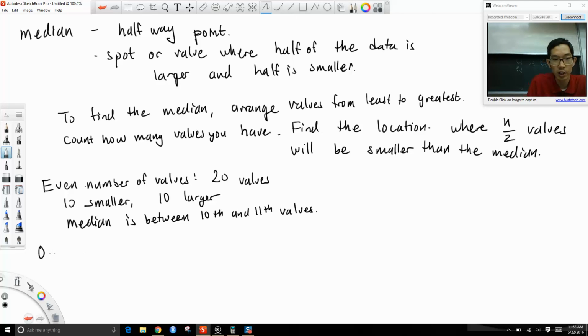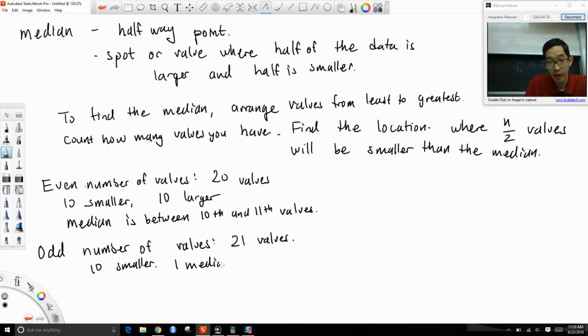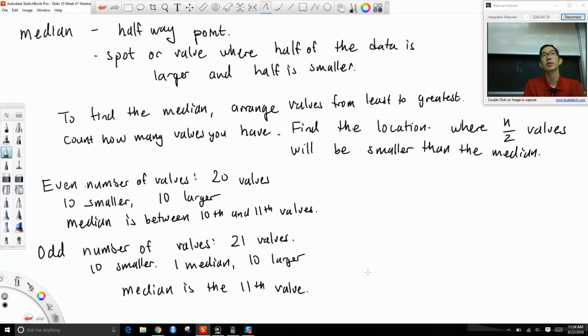Okay, let's say you have an odd number of values. So let's say you have 21 values. You will have 10 smaller, 1 equal to the median, and 10 larger. So in this case, the median is the 11th value. Does that make sense? If you have like 51 numbers, you'd say 51 divided by 2 gives me 25.5. So you're going to have 25 that are smaller than the median, 25 that are larger, and the median itself would be the 26th value, okay?